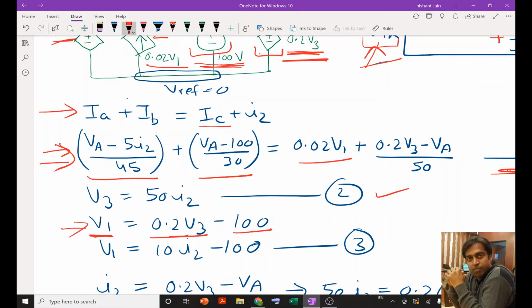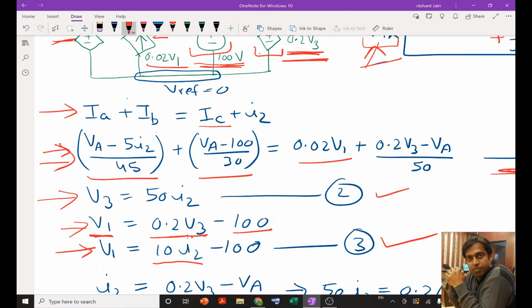Now this V3, we can replace with 50 I2. Substituting 50 I2 in place of V3, I will get 10 I2. So my expression for V1 will be equal to 10 I2 minus 100, and this will be my third equation.